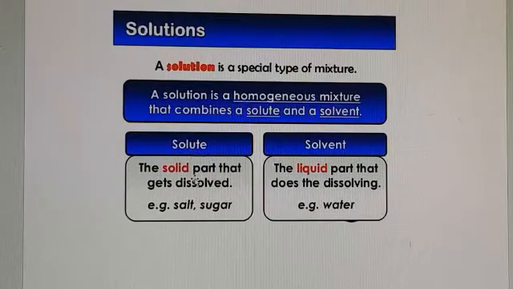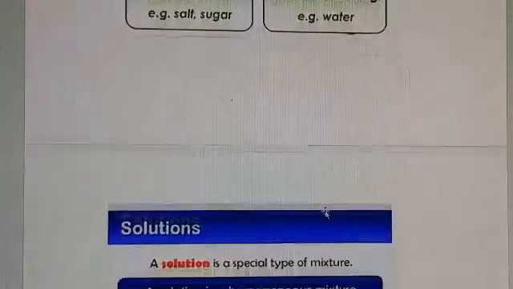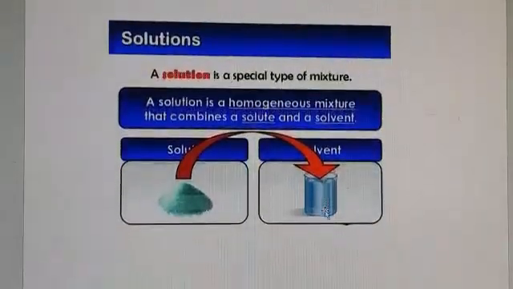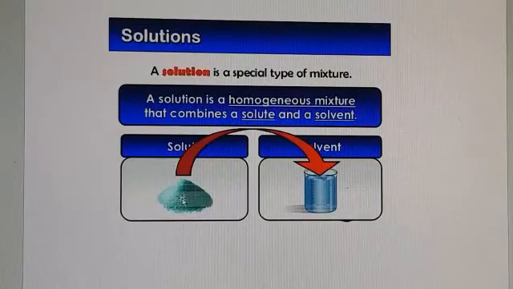I repeat again. Solute is the solid part which gets dissolved. Solvent is the liquid part which helps the solid to dissolve. Example, water. Are you clear, students, here? Fine. Here, look into the slide. Solute, either salt or sugar. Take a cup of water, add salt or sugar into the water, which gets dissolved into the water.